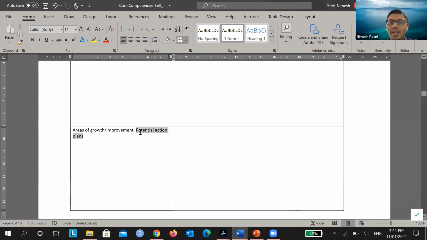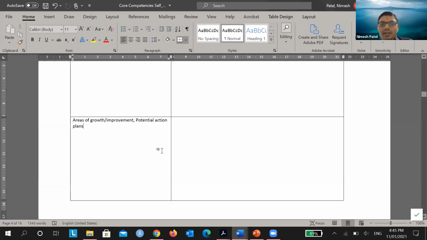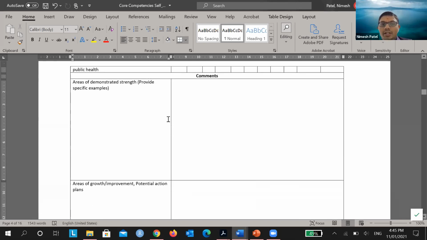The potential plan is again in bullet points. When I say bullet points, sometimes students misunderstand that it means you cannot provide details. No, bullet points means you give concise, clear, and informative sentences there. So bullet points means very clear, concise, and informative. Make sure you do that for areas of growth and improvement.